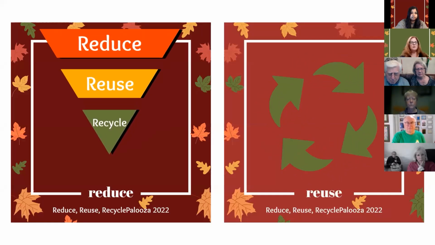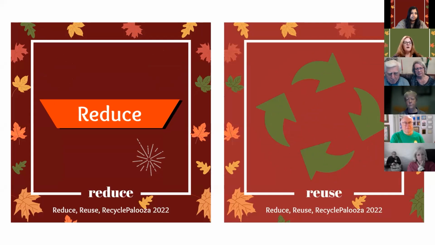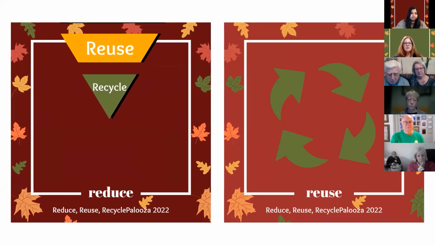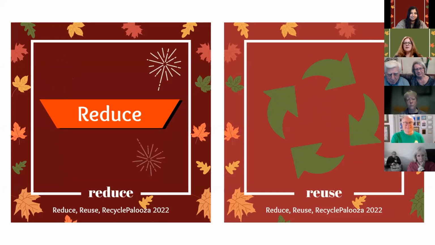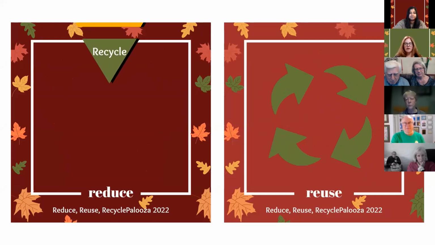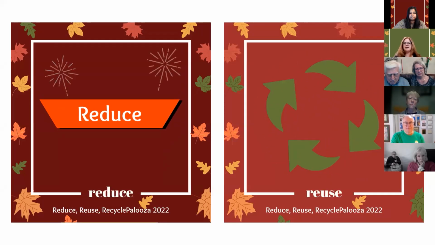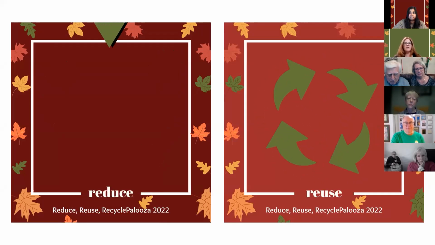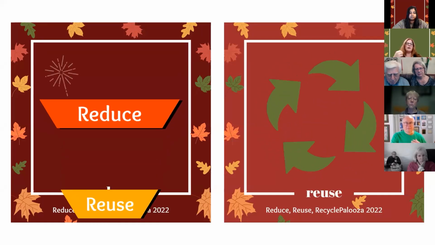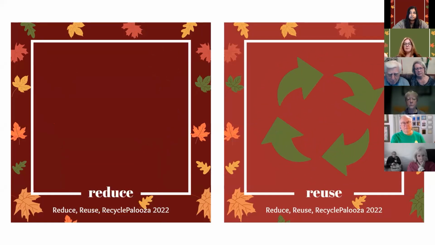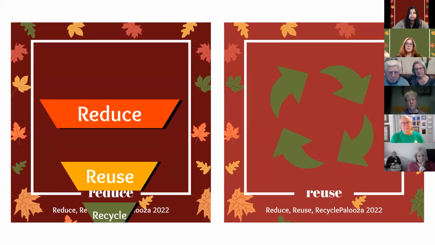So now it's time to define our terminology. I'm sure you've all heard of the 3 R's, reduce, reuse, recycle. It's in the name, Reduce, Reuse, Recycle Palooza. But this is known as the waste hierarchy. Reduce is the first R in the waste hierarchy because it's the R that has the most impact on waste reduction. When we choose to reduce, think when we say no to a single-use plastic item or something like that, we prevent waste by not making that waste in the first place.